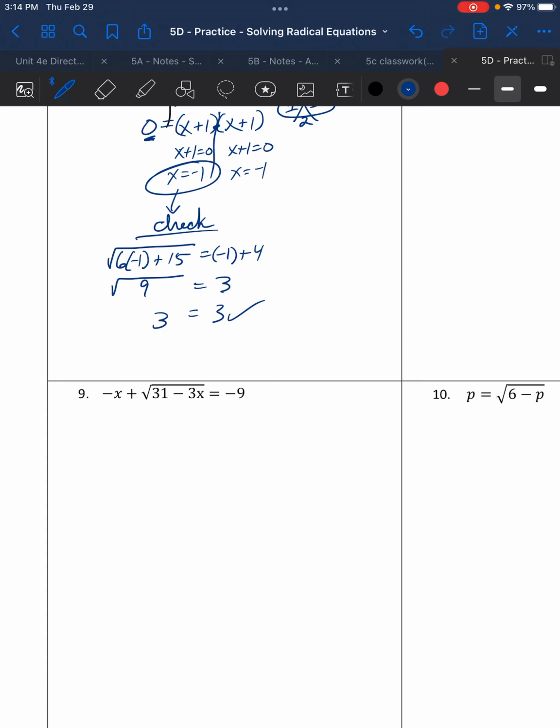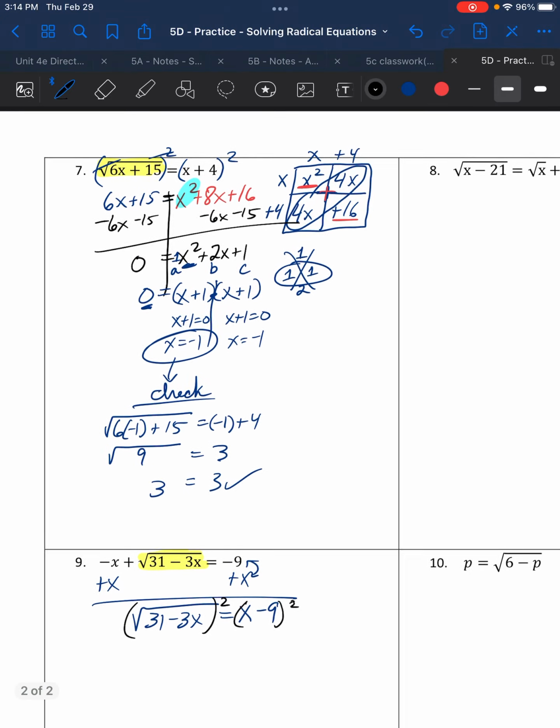So number 9. For this one, I need to isolate the radical. What's preventing it from being isolated is this negative x. I've got to add x and add x. Square root of 31 minus 3x, and that's going to equal, I usually put my x terms first, so that's a positive x, and then it's subtract 9. So I'm switching these two around. Then I need to undo the radical, since it's now isolated, so square and square.